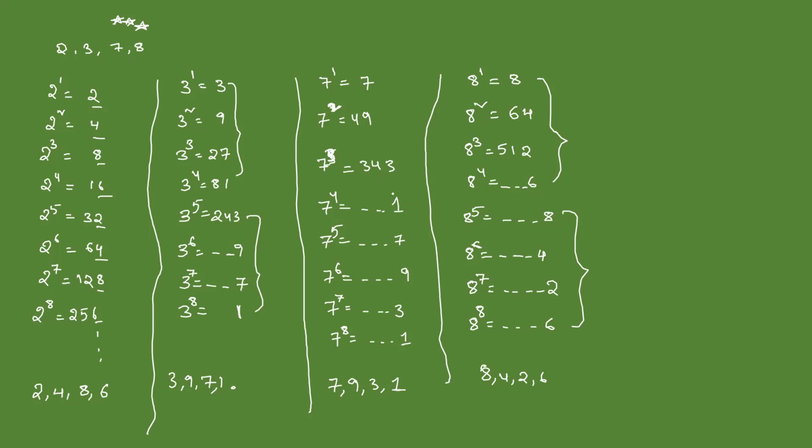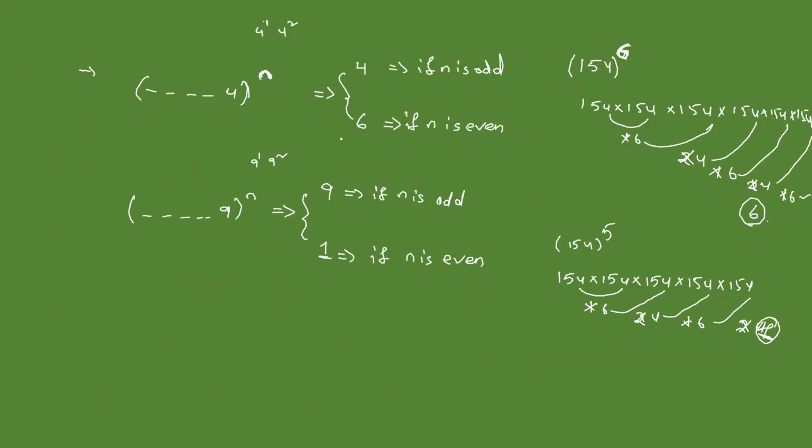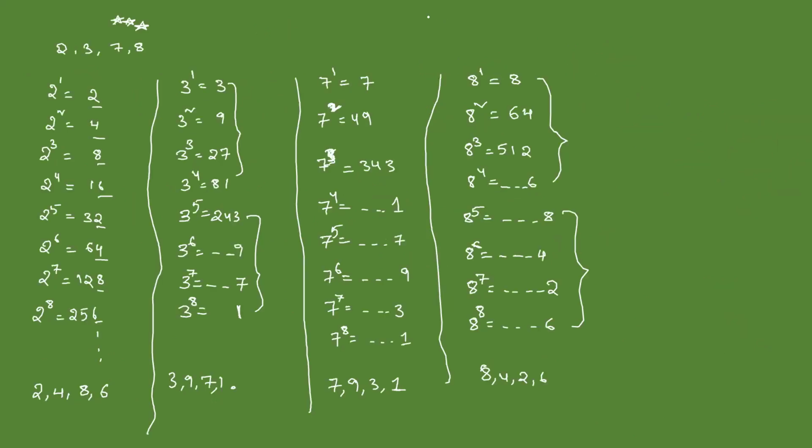Sir, in the earlier case, for these digits, without seeing anything, whatever the power is, directly we can say the answer. Well and good. In the case of 4 and 9, we will observe the power, whether it is even power or odd power, and we will mark our answer. That is also well and good. But in this case, we have 4 chances for each digit. For 2, we have 4 chances. For 3, we have 4 chances.